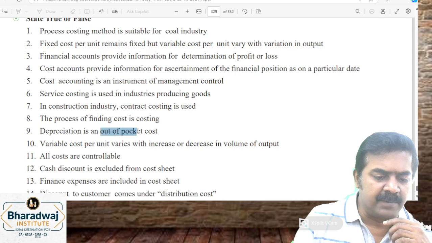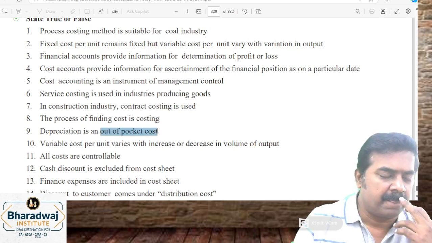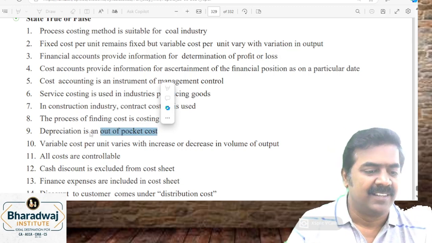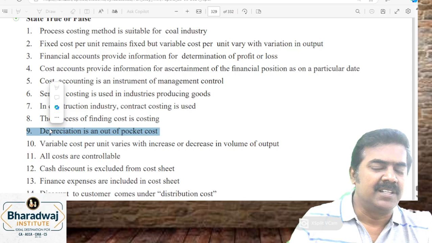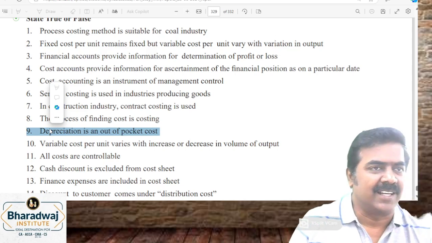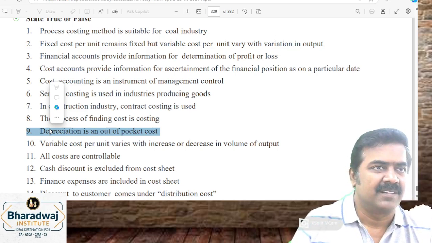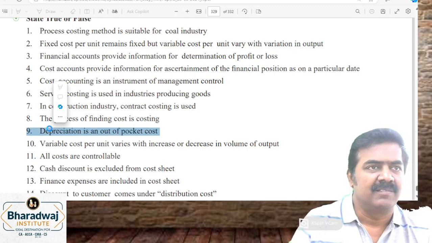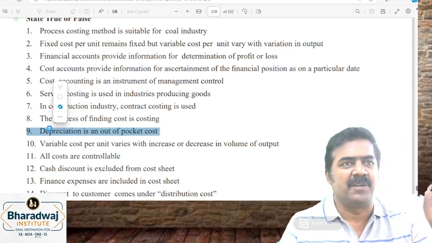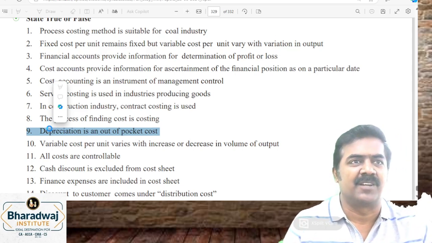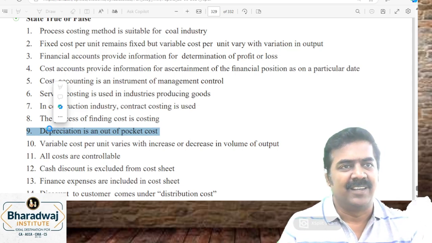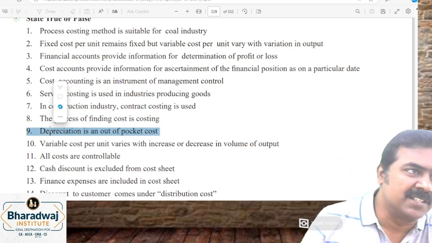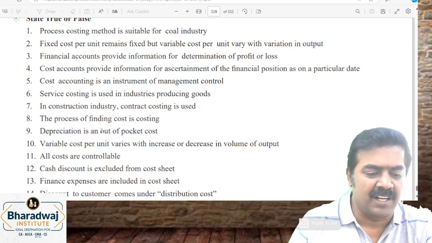What do you mean by out-of-pocket cost? You have to spend cash. Depreciation is an out-of-pocket cost. Is it a cash expense or non-cash expense? Depreciation, do you spend money? Plant and machinery is there. We provide 20% depreciation, 2 lakhs or 4 lakhs, like that we write. Okay, that 4 lakhs, do you spend now? It's a non-cash expense. Depreciation is a non-cash expense. It is not an out-of-pocket cost.